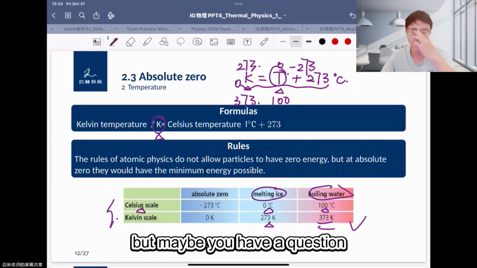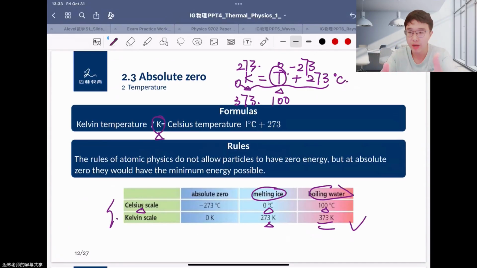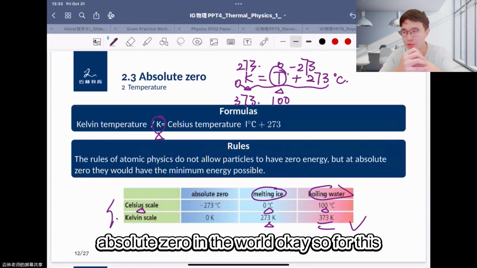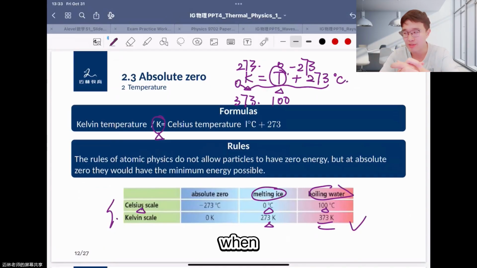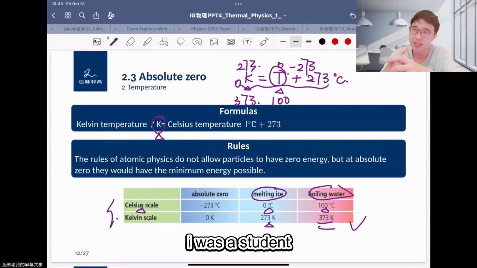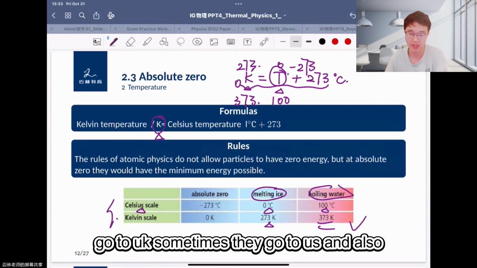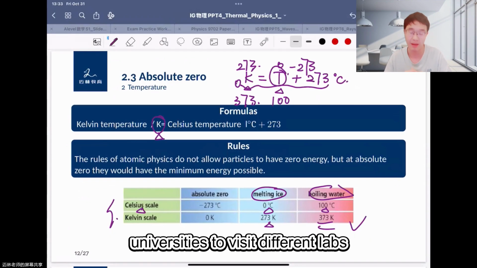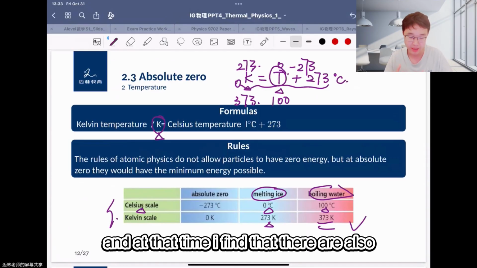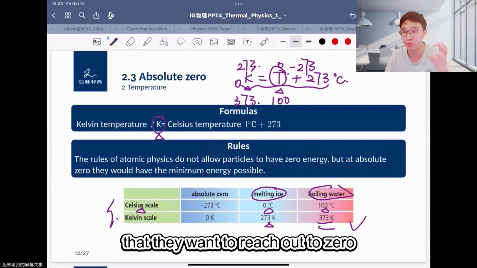So maybe you have a question: Mai Lin, I'm wondering, is there a real absolute zero in the world? For this question, I will give you an answer. When I was a student, I went to different labs around the world. Sometimes I went to the UK, sometimes the US, and also China and Singapore, visiting many universities and different labs. At that time, I found that all the labs have the same goal, that they want to reach absolute zero.